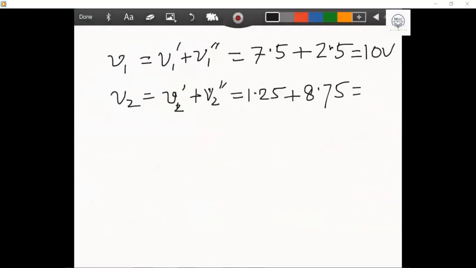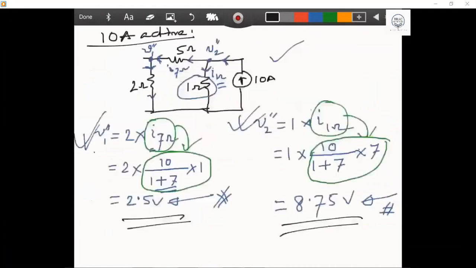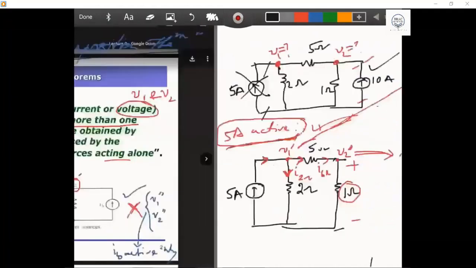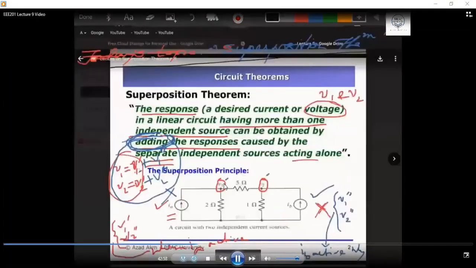What is that? 10 volt. Good. 10, sir. So you are getting 10 volt. Yeah, 10 volt as well. So this is the answer to this problem. If this is the problem, what is the voltage here V1 and what is the voltage here V2, then the answer is 10 volt, 10 volt.